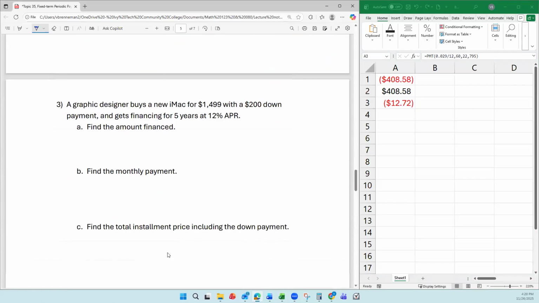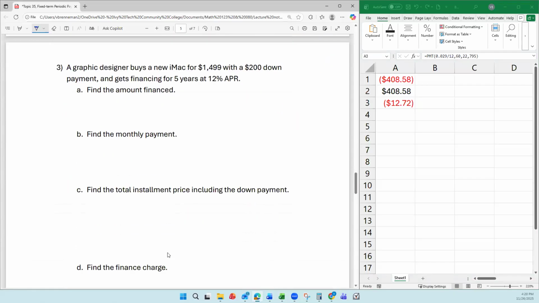Okay, number 3, we have an iMac for $1,499 with 200 down. So the amount financed, $1,499 minus 200 leaves $1,299 to borrow. So again, the seller gets $1,499. They get that as $1,299 from the loan and $200 directly from the buyer.